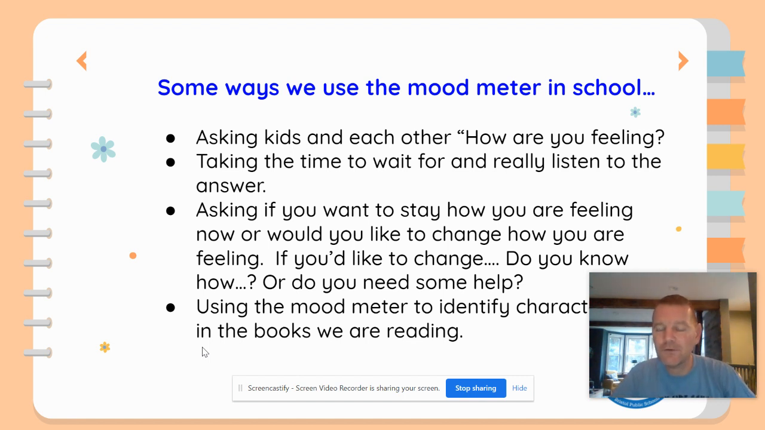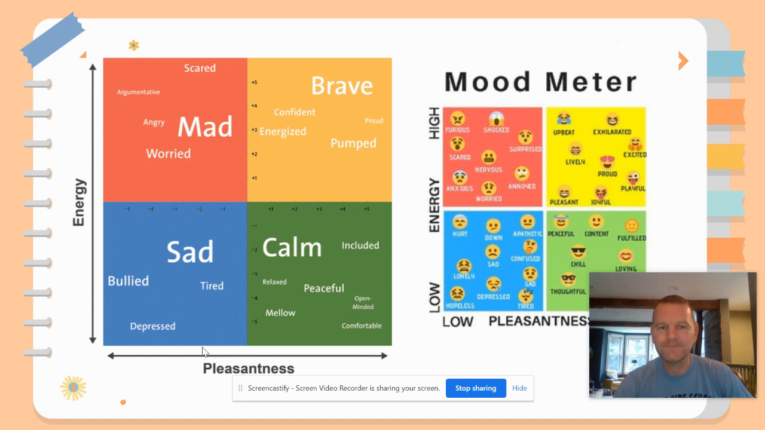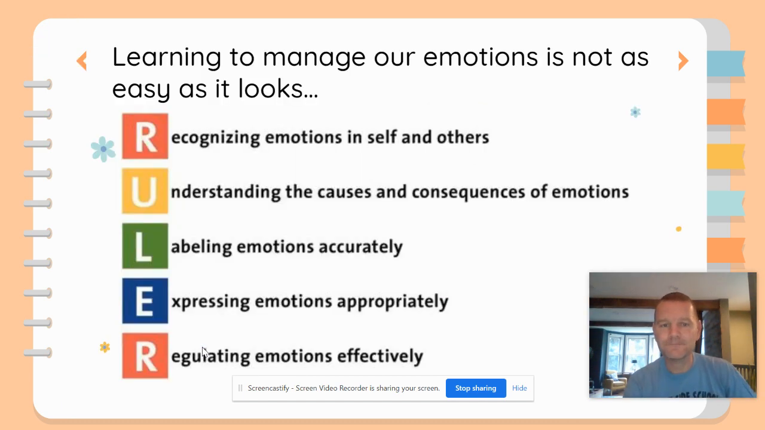We also use the mood meter to identify characters in the books we're reading or when we're writing, as we're learning to identify new character traits. There are many different examples of the mood meter, depending on the grade. So here's 2 more examples. For our primary students, the mood meter on the right makes sense because we're using emojis to show and teach and identify new feelings. One of the things that we learned through our training about using the mood meter is that we never want to identify somebody else's feelings. We want to help them develop the skills so that they can identify their own feeling.